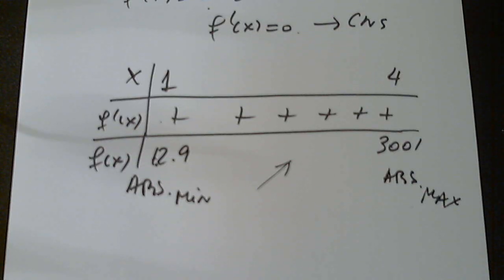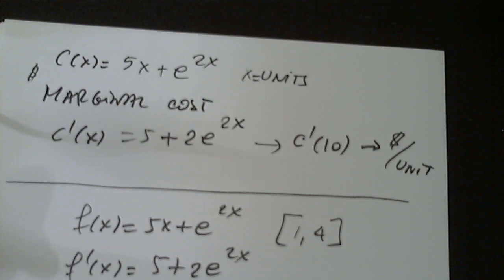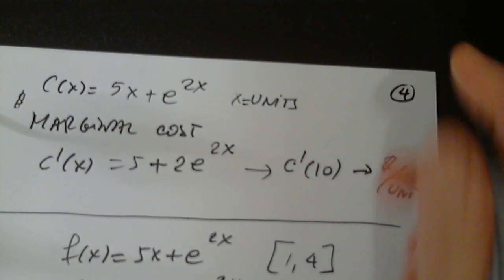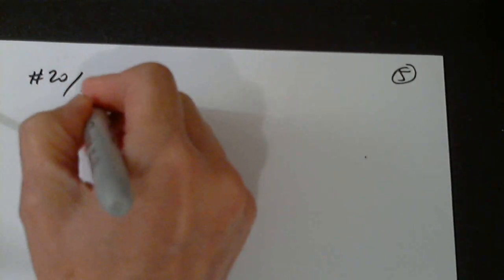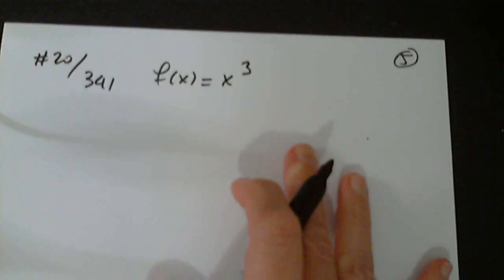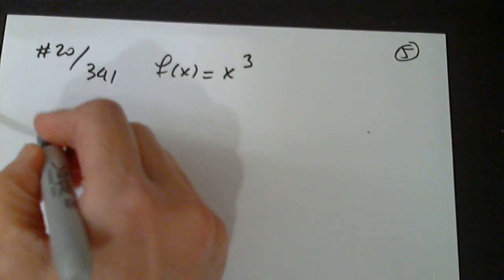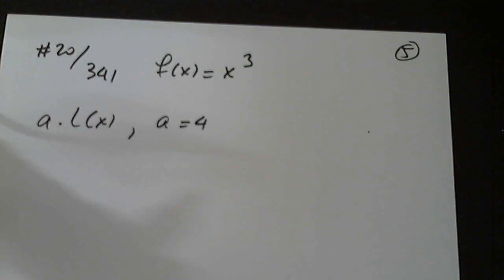Yes, very good. So we have x cubed. This was my page 4. Good, page 5. So we want to look at 20, on page 341, and the function is x to the third. We want to find L of x, of course, at a equals 4.